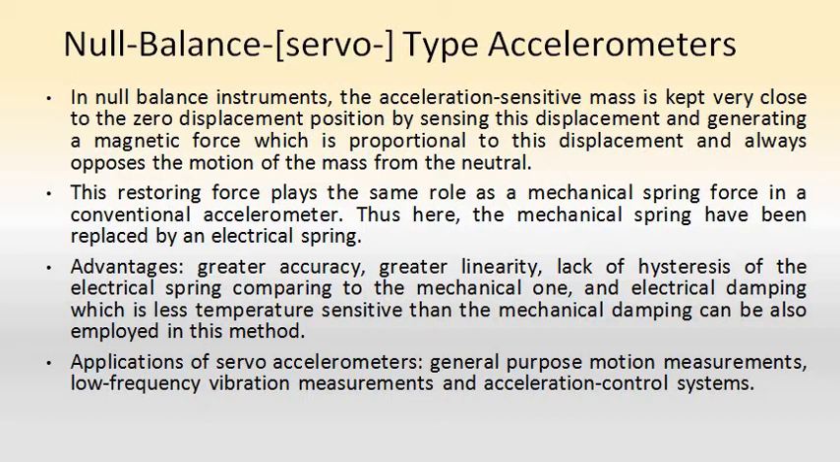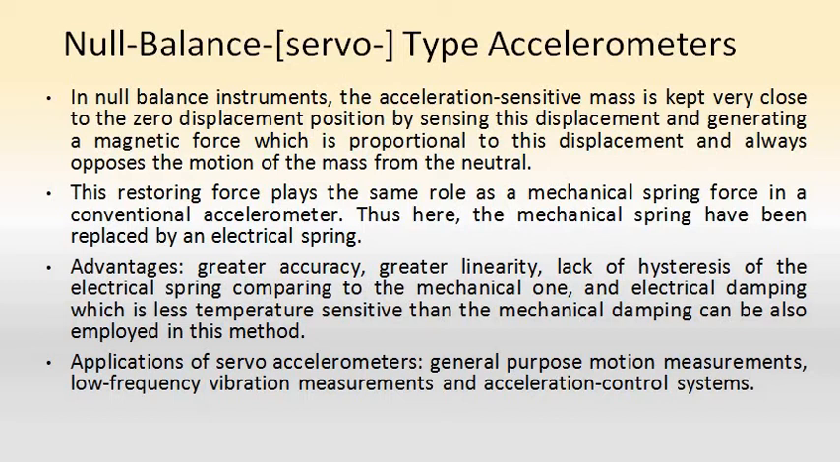So in this type of accelerometer, as I have told, the acceleration sensitive mass is kept very close to the zero displacement or null position, and by sensing this displacement, it will generate a magnetic force which is proportional to the displacement from the zero displacement position, or displacement from the null position, and will always oppose the motion of the mass from the neutral.